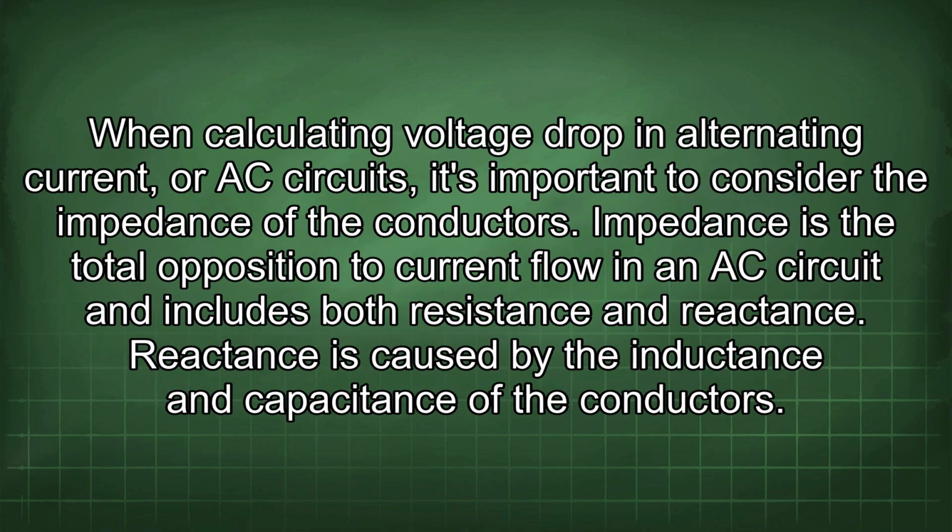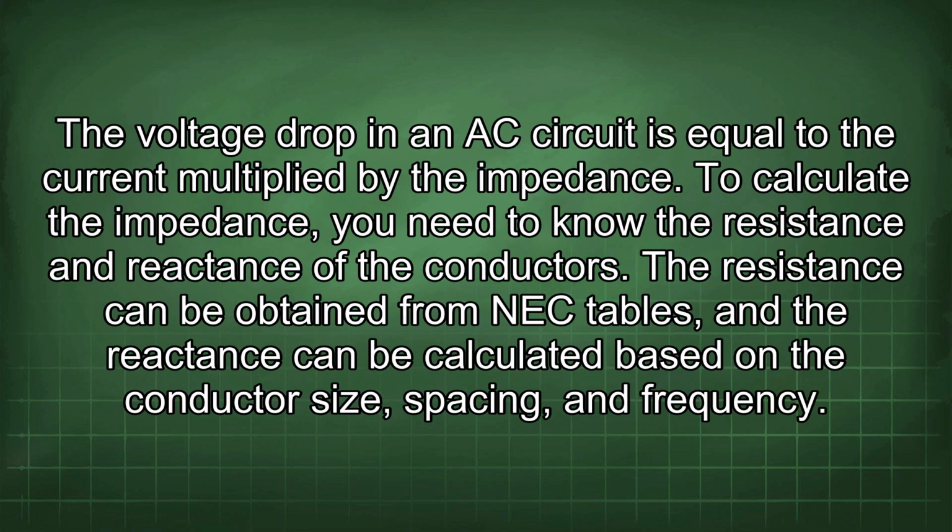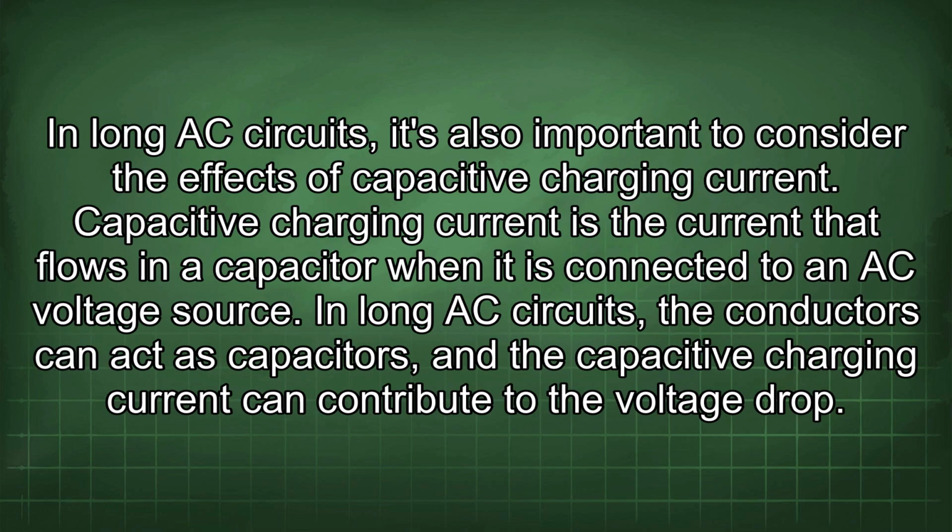When calculating voltage drop in alternating current or AC circuits, it's important to consider the impedance of the conductors. Impedance is the total opposition to current flow in an AC circuit and includes both resistance and reactance. Reactance is caused by the inductance and capacitance of the conductors. The voltage drop in an AC circuit is equal to the current multiplied by the impedance. To calculate the impedance, you need to know the resistance and reactance of the conductors. The resistance can be obtained from NEC tables, and the reactance can be calculated based on the conductor size, spacing, and frequency.